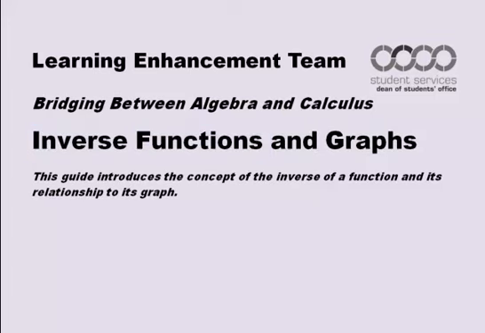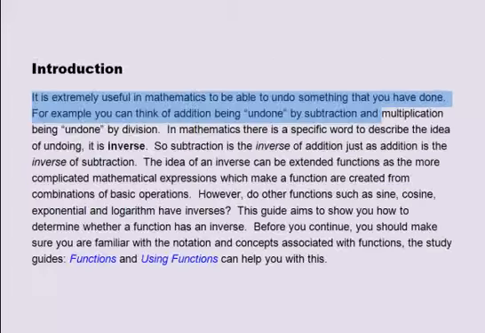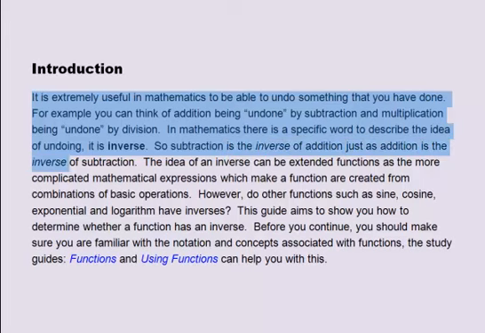This webcast is part of the Bridging Between Algebra and Calculus series and concerns inverse functions and graphs. This guide introduces the concept of the inverse of a function and its relationship to its graph, and multiplication being undone by division. In mathematics there is a specific word to describe the idea of undoing. It is inverse. So subtraction is the inverse of addition, just as addition is the inverse of subtraction. The idea of an inverse can be extended to functions, as the more complicated mathematical expressions which make a function are created from combinations of basic operations.